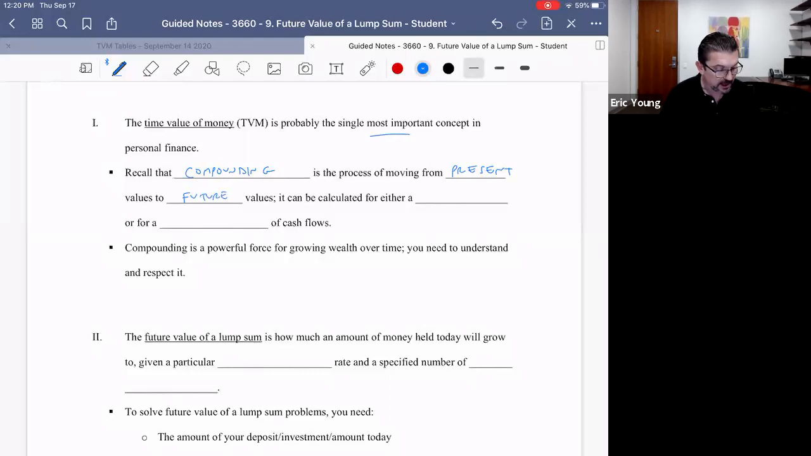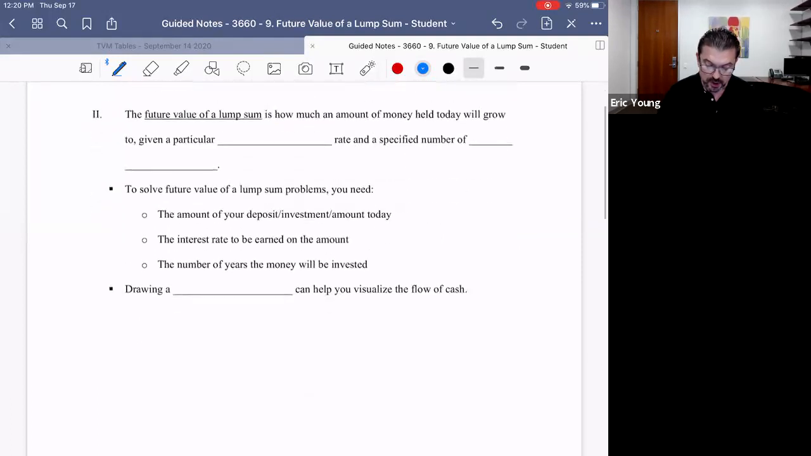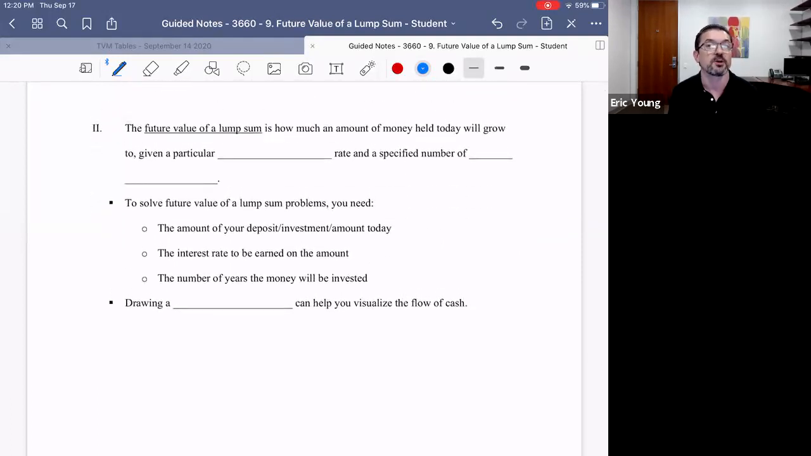And it can be calculated for either a lump sum or for a series of cash flows. So we can do this compounding. We can move from present to future for either a lump sum or for a series of cash flows, which are also called annuities. Okay, you need to understand and respect this because compounding is a very powerful force. This is what's going to be responsible for helping you to generate the wealth that you want to achieve.